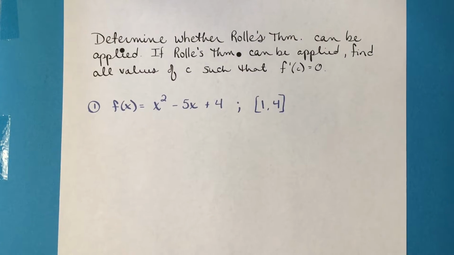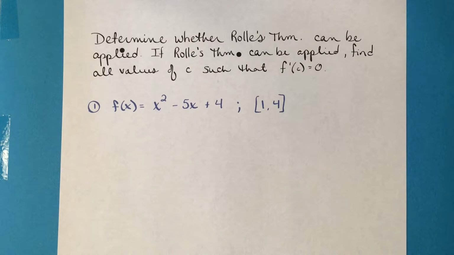All right, determine whether Rolle's theorem can be applied. If Rolle's theorem can be applied, find all values of c such that the derivative is equal to 0. Okay, so as far as Rolle's theorem applying, this is a polynomial. So again, same thing I told you a while ago. You've got smooth, rounded curves. It's always going to be continuous, so you don't have to worry about it being continuous. It's going to be differentiable, okay?